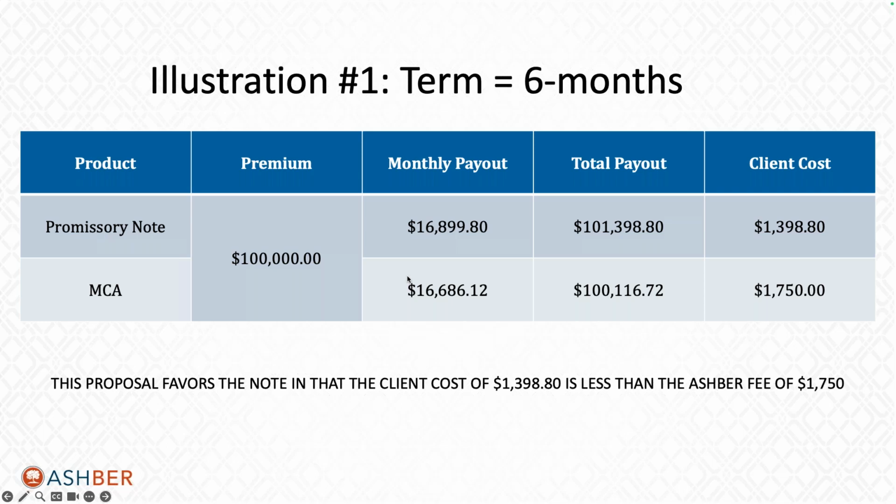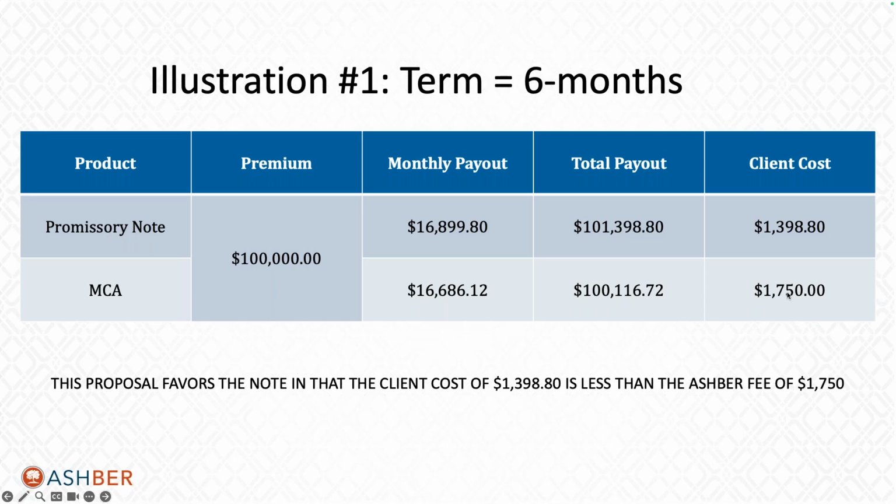So the first illustration is at 6 months and the premium of $100,000. If you look at the top here, the promissory note is the top illustration, and then the MCA is the bottom illustration. And then we have the client cost here on the far right. The client cost of the note, as you see on the top here, is just under $1,400. And how I got that was basically taking the total payout less the premium. So this minus that equals the client cost here. That is the interest earned on the promissory note that the payor is paying over that 6-month period.